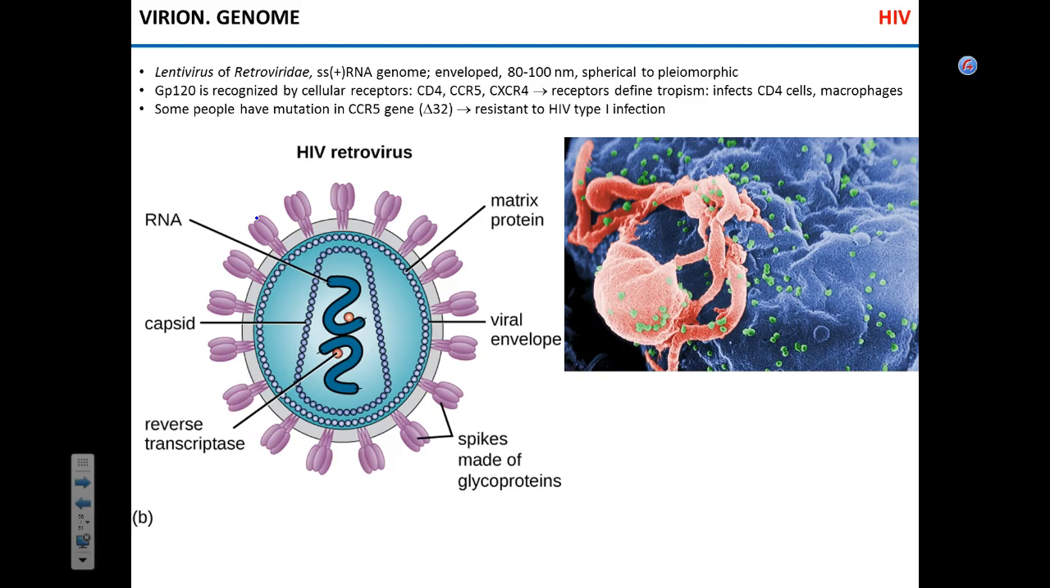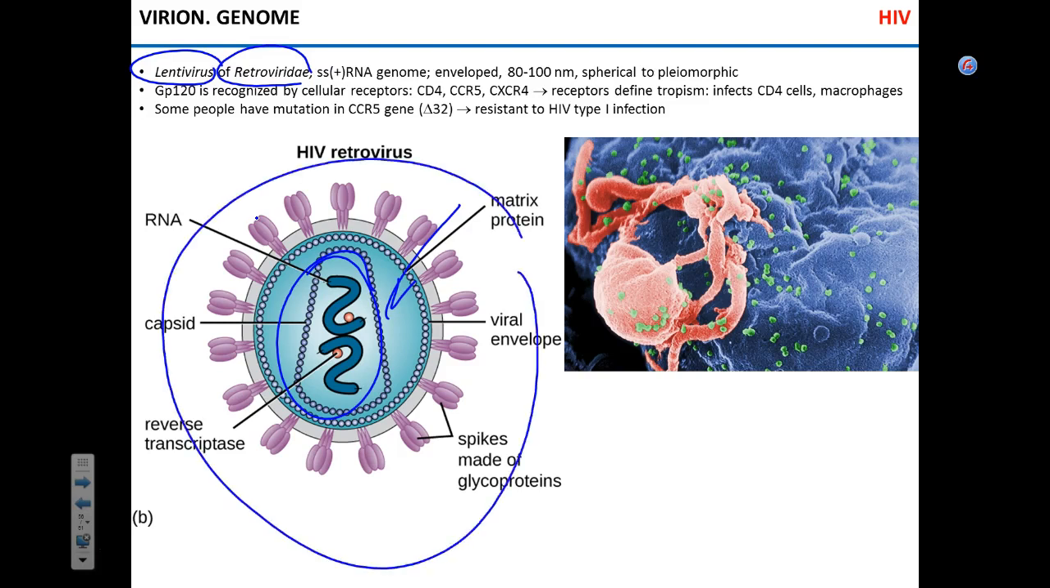HIV belongs to the genus lentivirus of the family Retroviridae. And I'm not so concerned about lenti, but I'm really concerned about retro. And later you will see why we call this virus a retrovirus. So it has an RNA genome, single-stranded, which is encapsulated, and the capsid is enveloped. It's medium-sized, 80 to 100 nanometers in diameter, usually spherical.